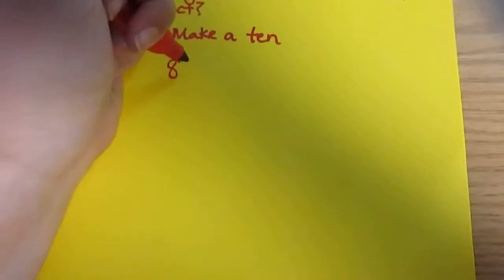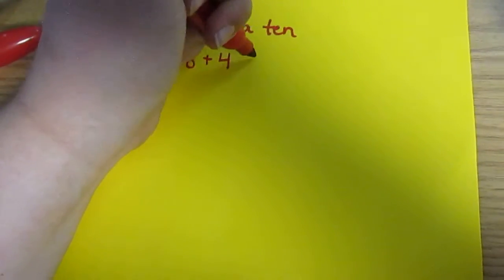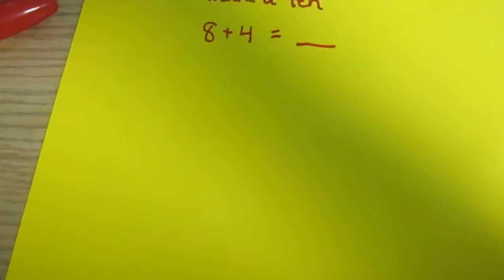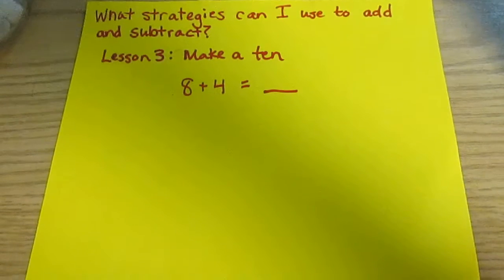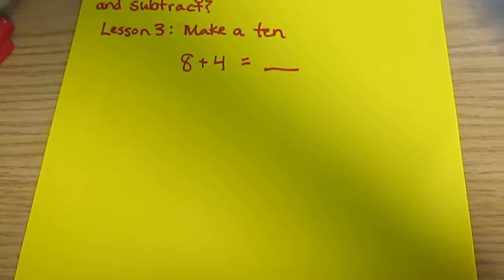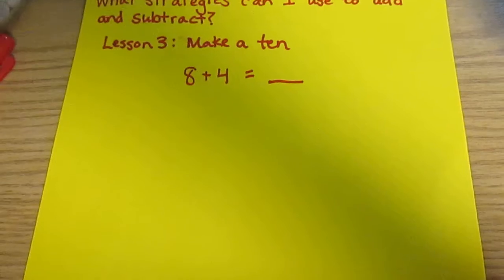So the first thing is I'm going to write a number sentence. One addend is going to be 8, the other one is 4, and we need to find the sum. So we have 8 plus 4 equals something. Now I'm going to make a 10 with this and actually pull it apart.